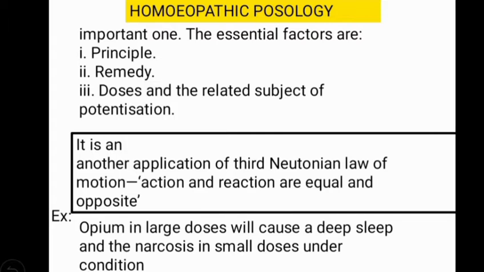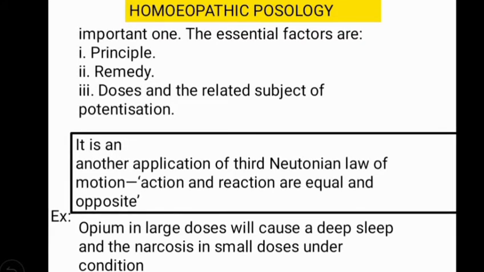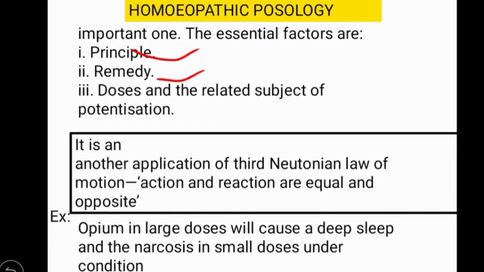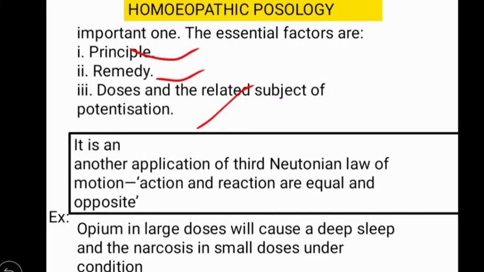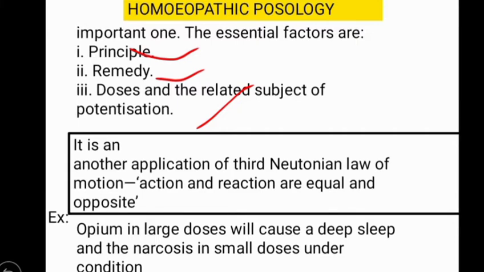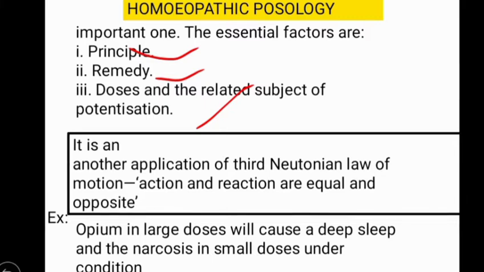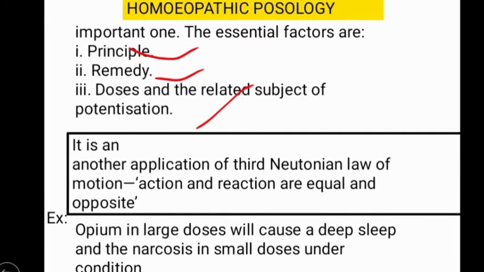What are the factors homeopathy posology depends upon? It depends upon the principle, the remedy, and doses relating to potentization. We will discuss them one by one. First is the homeopathy principle. Homeopathy posology principle says that we deal with the doses of homeopathic drugs according to variety: one is homeopathy pharmacy, another is organon of medicine.